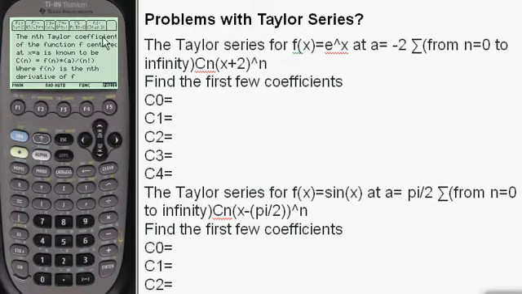The nth Taylor coefficient of the function f centered at x equals a is known to be Cn equals f of n times a divided by n factorial, where f of n is the nth derivative of f.